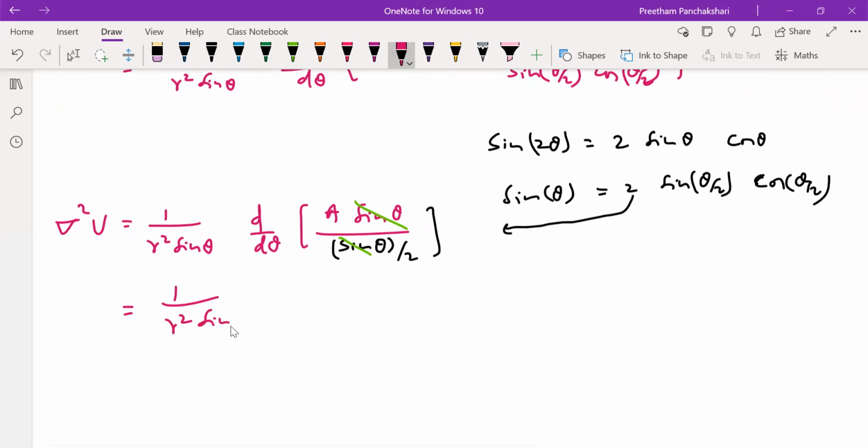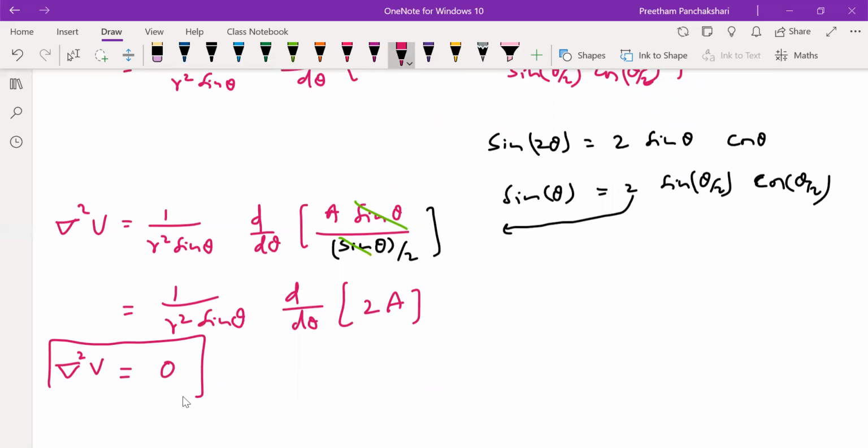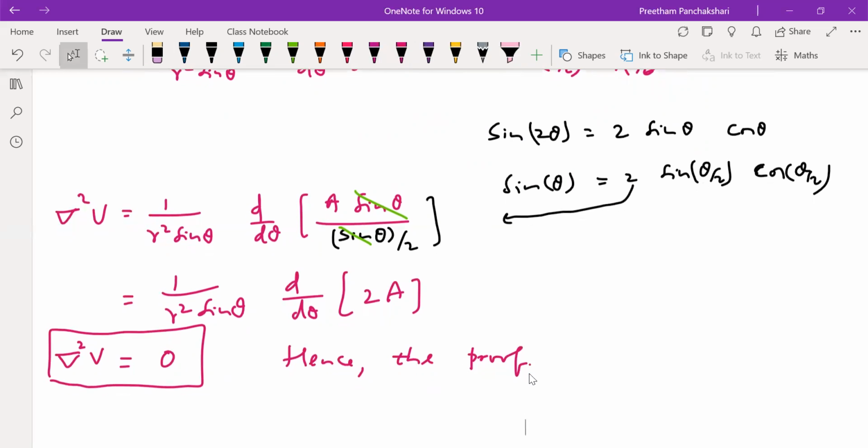So we are left with differentiation of 2a. 2a is a constant, therefore the differentiation of 2a is 0. Finally, del square V is equal to 0. So we proved it. Hence the proof. So the proof is over.